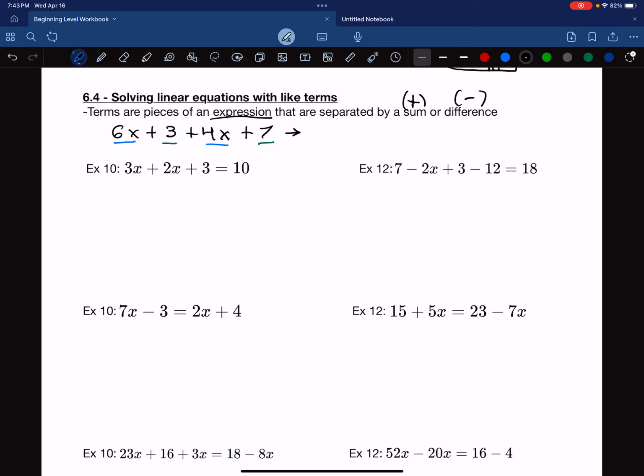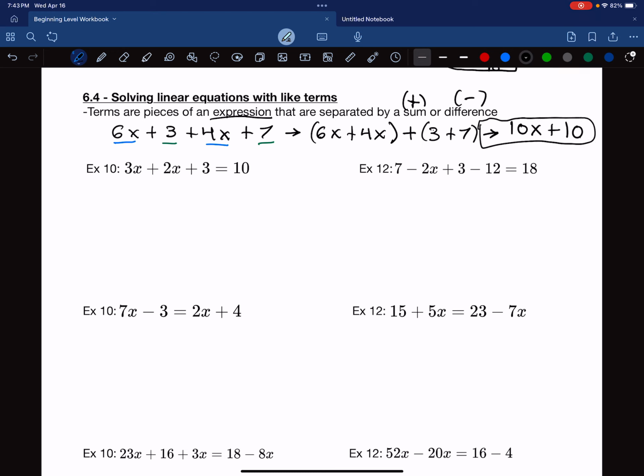So if we simplify this and we combine the 6x and 4x, I'm going to write this in parentheses: 6x plus 4x, and then we're going to group the 3 and the 7 together. Once we add these through, 6x plus 4x equals 10x, and 3 plus 7 also equals 10. And here, this is our simplified version.